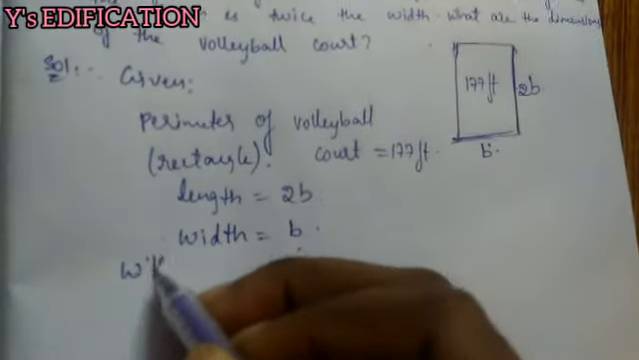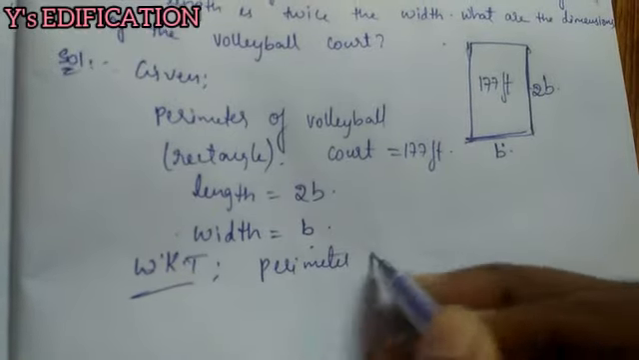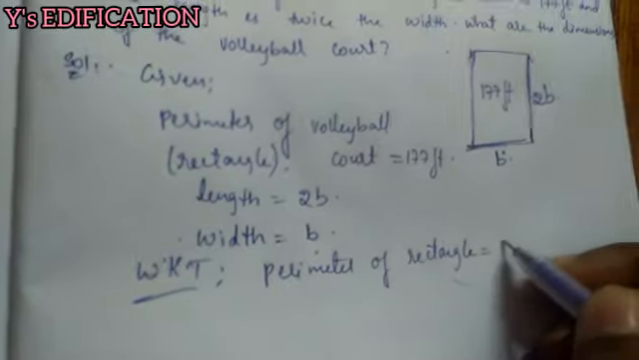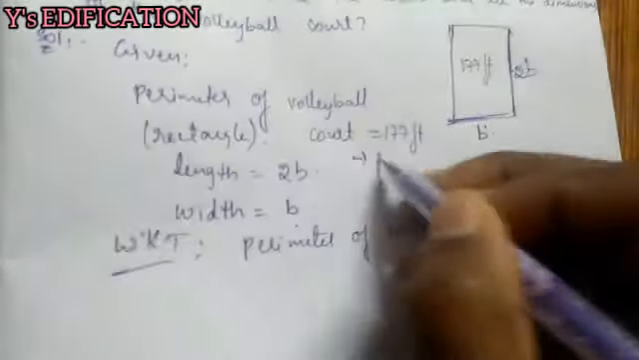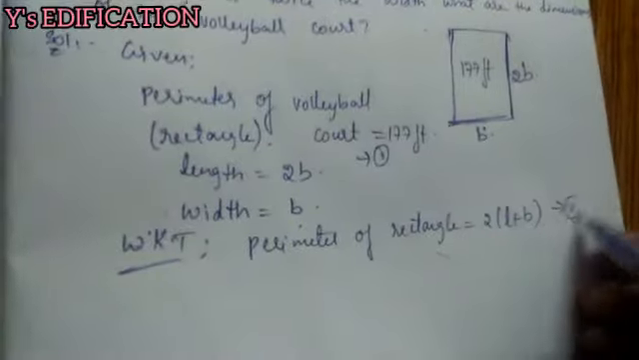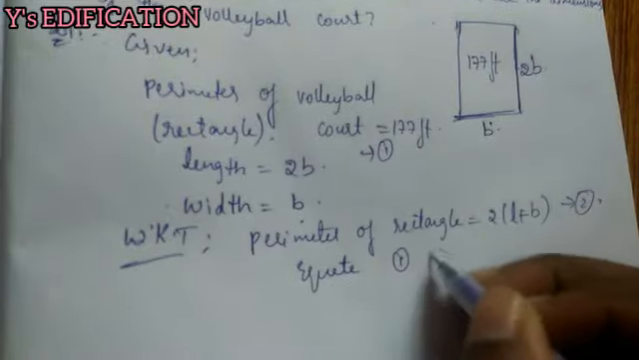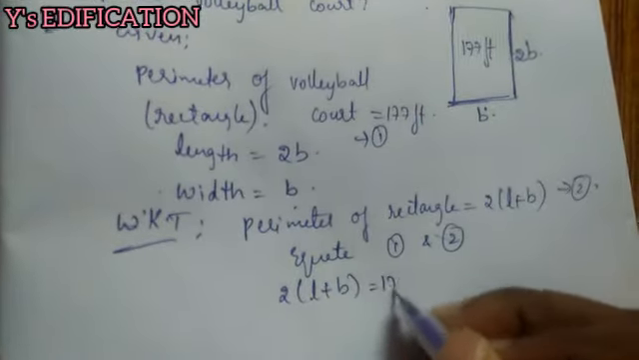Now, what do we have to do? We have to equate with the perimeter of rectangle formula. What is the perimeter of rectangle formula? 2 into L plus B. So, this is equation 1 and this is equation number 2. So, equate equation 1 and equation 2. What will you get? 2 into L plus B is equal to 177.